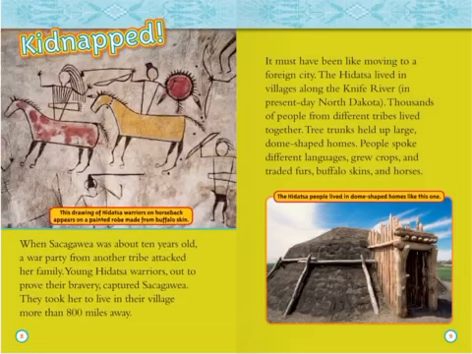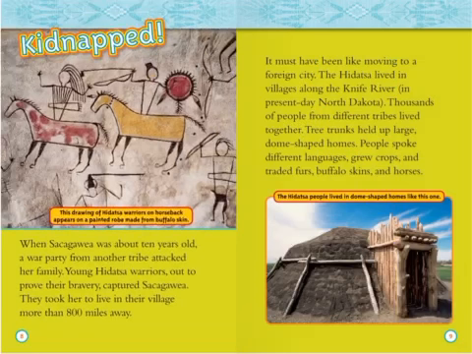When Sakakawea was about 10 years old, a war party from another tribe attacked her family. Young Hidatsa warriors, out to prove their bravery, captured Sakakawea. They took her to live in their village more than 800 miles away. It must have been like moving to a foreign city. The Hidatsa lived in villages along the Knife River in present-day North Dakota. Thousands of people from different tribes lived together.